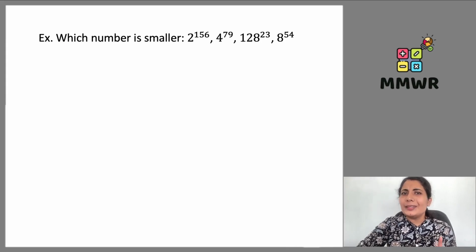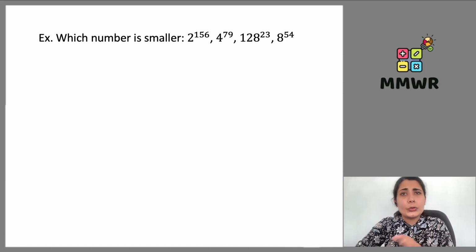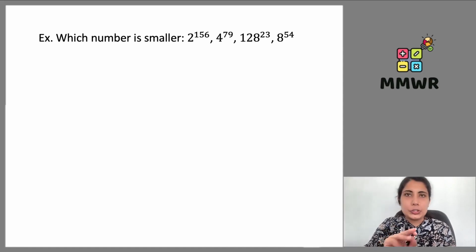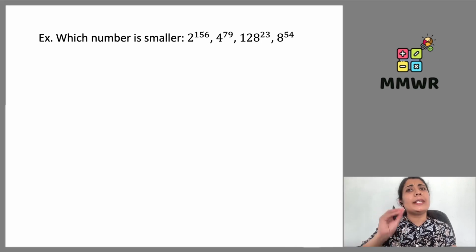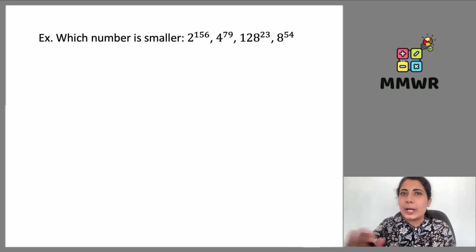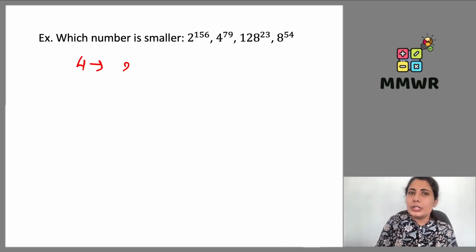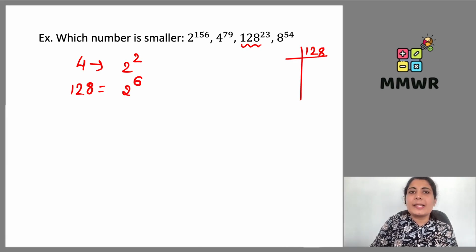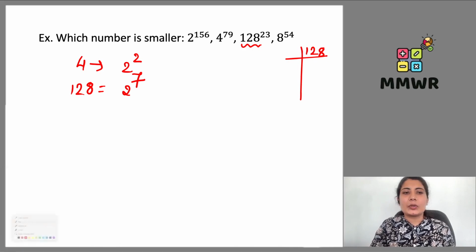So can we make the base the same everywhere? Is it possible to bring 2, 2, 2, or 4, 4, 4, or 8, 8, 8 everywhere? Yes, because 2 is the prime number, the smallest prime number, and the only even prime number we have. All the other even numbers are not prime numbers. So we can easily write 4 also, because 4 is nothing but 2 squared. When I factorize 128, 128 is nothing but 2 to the power 6, or 7, I think. Let me check. Yes, it will be 2 to the power 7.